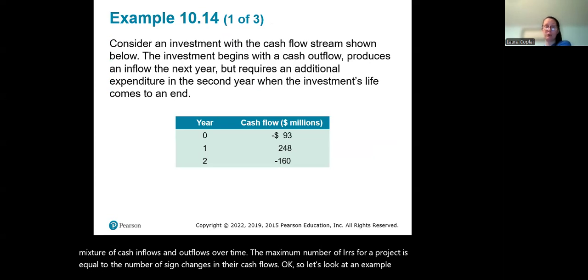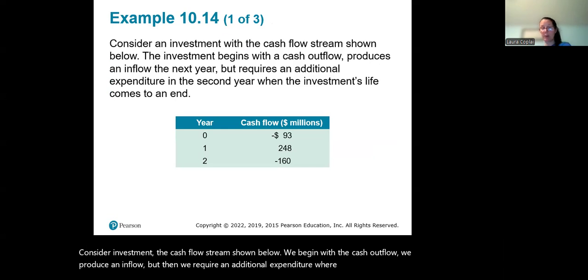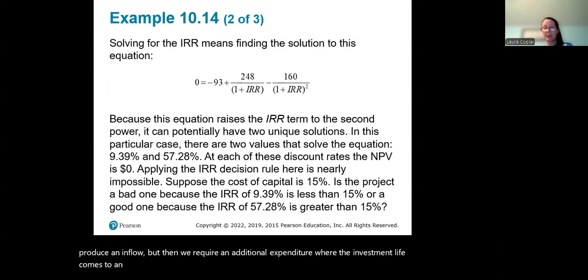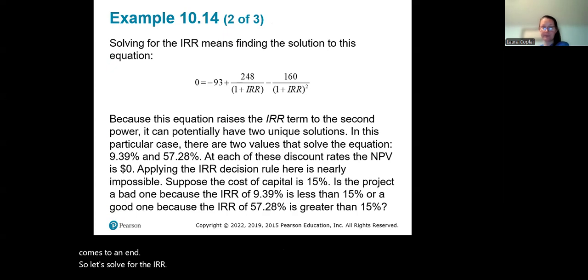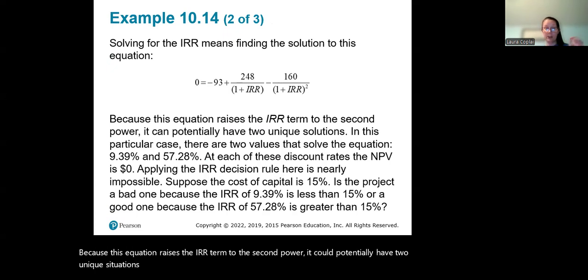Consider an investment with the cash flow stream shown below. We begin with a cash outflow, we produce an inflow, but then we require an additional expenditure where the investment life comes to an end. So let's solve for the IRR. Because this equation raises the IRR term to the second power, it could potentially have two unique solutions, right? There are two values that solve this equation, 9.39% and 57.28%. At each of those discount rates, the NPV is zero.